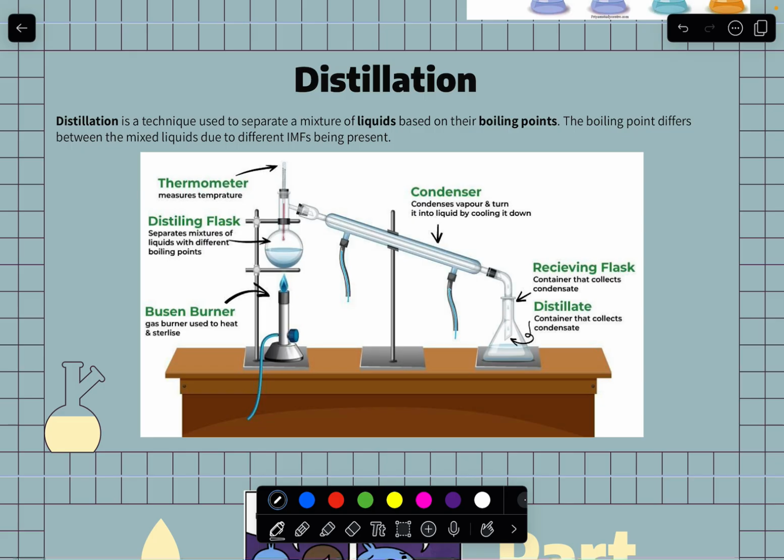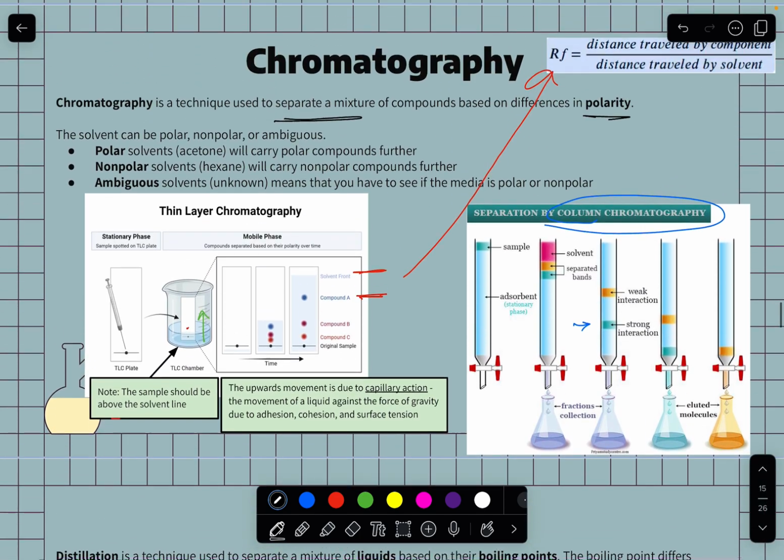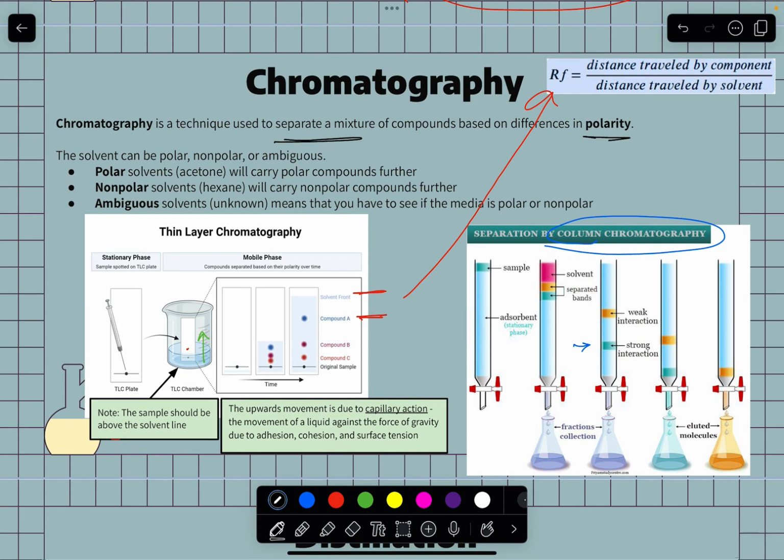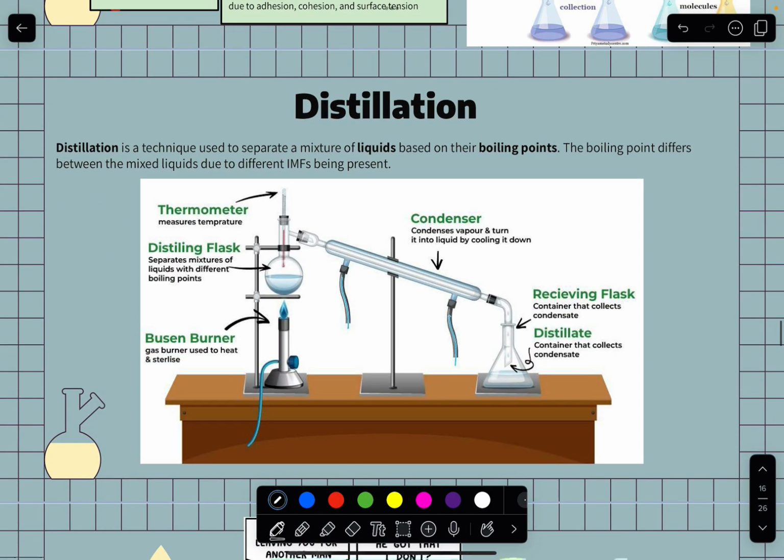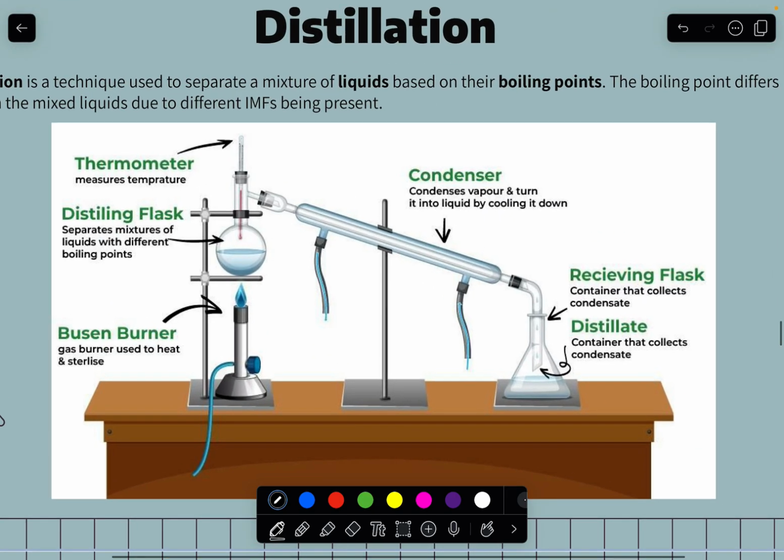All right, and then the last technique we're going to talk about is distillation. Distillation separates a mixture of liquids based on their boiling points. So with chromatography, we separated a mixture based on polarities. With distillation, we're separating a mixture based on boiling points. What happens is we have a flask here on the left with our mixture. We're going to heat it up slowly, and as we heat it up, our liquid's gonna boil. Our boiling liquid's gonna go up and into this tube.